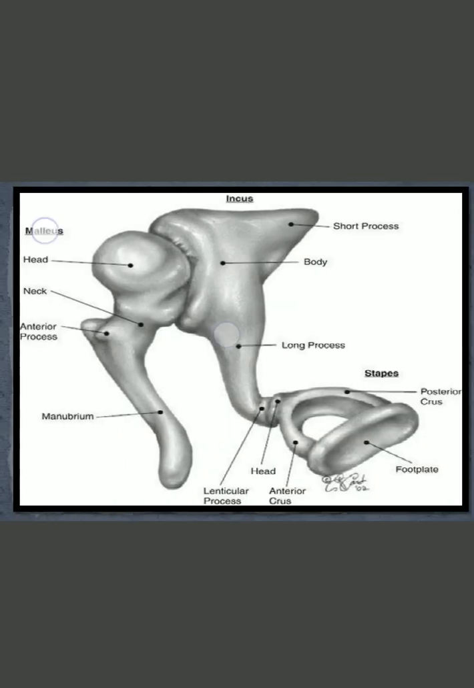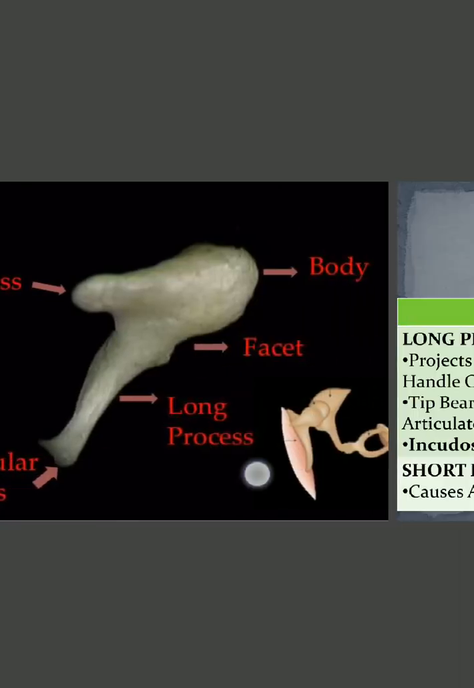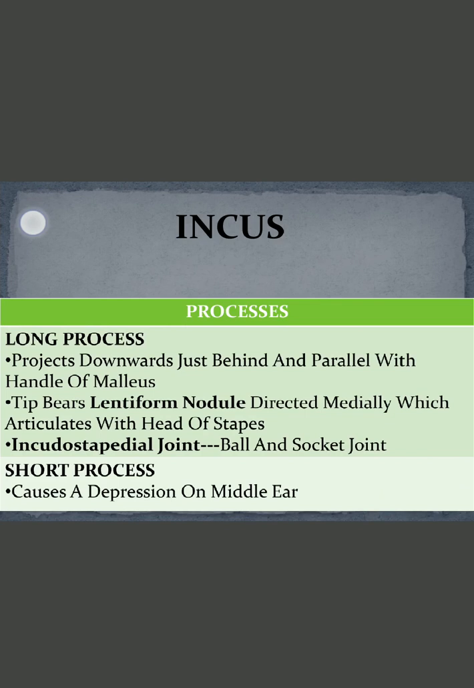You can see here, this is the long process. It is parallel to the handle of the malleus, just opposite and parallel to it. This is the handle of the malleus and this is the long process of the incus, and both are parallel to each other. The tip of the long process of incus bears a lentiform nodule directed medially, which articulates with the head of the stapes to form the incudo-stapedial joint, which is a ball and socket variety of joint.